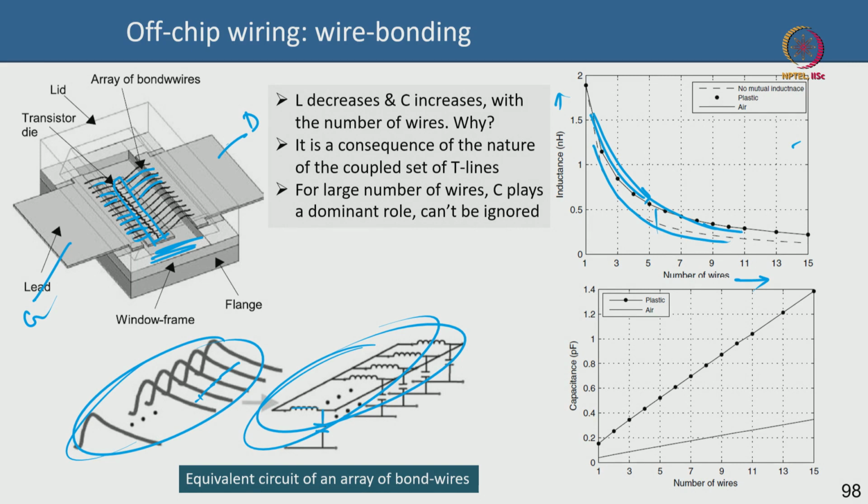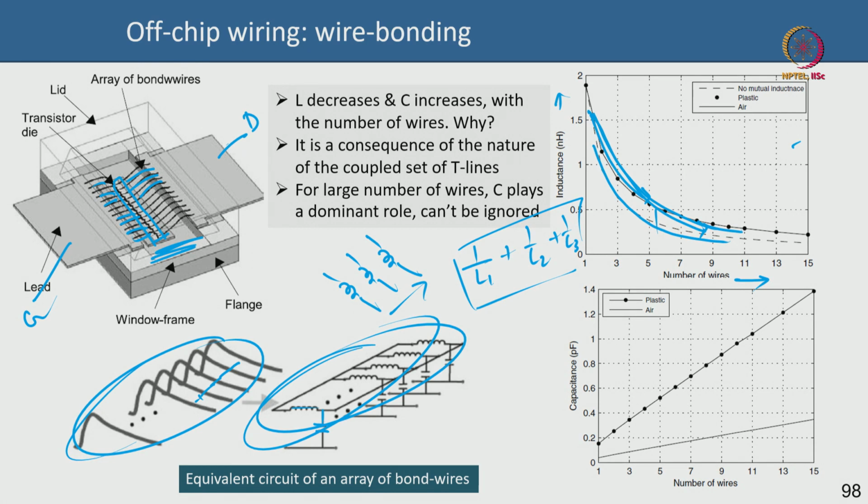This decrease of inductance values with the number of wires is a consequence of the coupled set of these transmission lines. You can say these are all parallel inductors. If you have inductances in parallel, they will go as 1 by L1, 1 by L2, 1 by L3, etc. So with more wires, with more inductors, it is a parallel combination of inductors. It is like resistors basically, right. So you are reducing the inductance values as you increase the number of wires. It is a parallel effect.